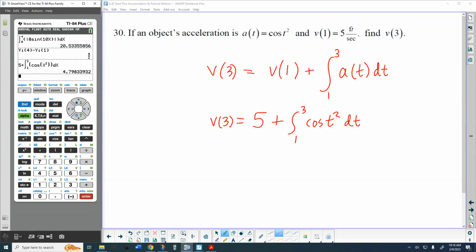4.798. So it's actually slowed down a little bit, right? It started at a velocity of 5. And if your acceleration is given by a cosine function, it's going to be negative sometimes. So this is just a spot where it had slowed down a bit. And this is a velocity, so this would be in units of feet per second.